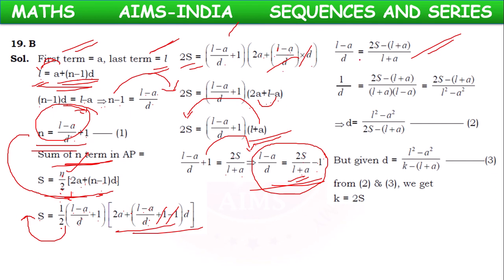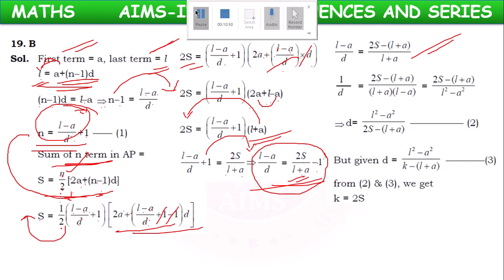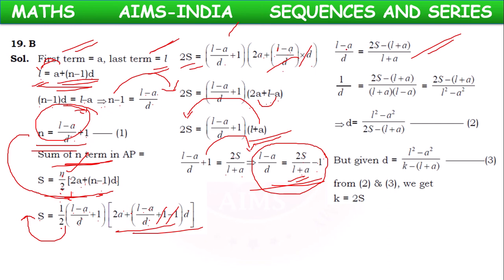We can write like this. This l minus a, if it comes towards the right hand side, it will multiply with l plus a. So we will be having 1 here. 1 by d equal to (2s minus l plus a) by (l plus a) into (l minus a), which is equal to l square minus a square. This is the 1 by d value. This is the RHS part.